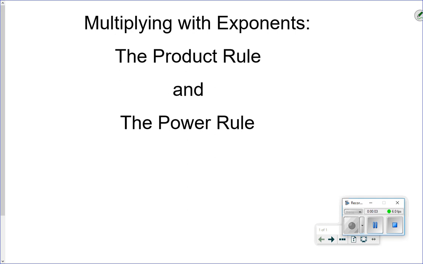Today's lesson is on multiplying with exponents. We're going to talk about two very important rules when you're dealing with exponents, the product rule and the power rule. So we're going to start with the product rule, and what the product rule says is that if you are multiplying two exponents, we'll take 3 to the 4th power times 3 to the 5th power.